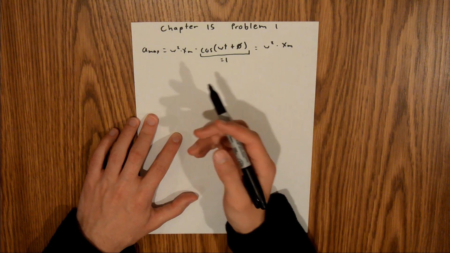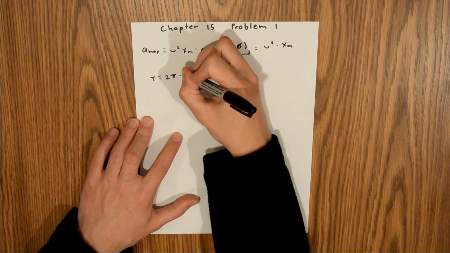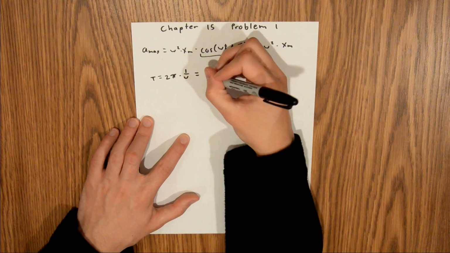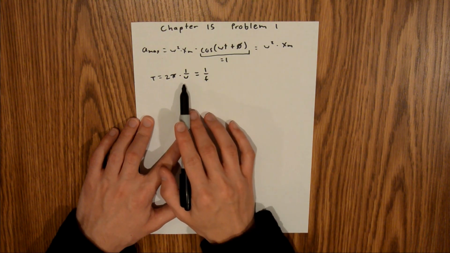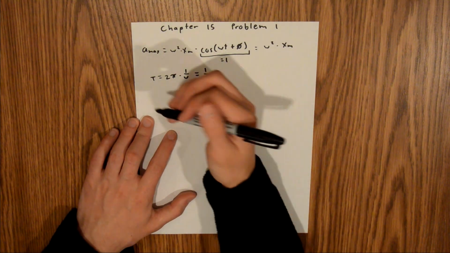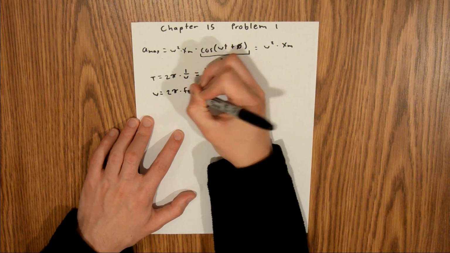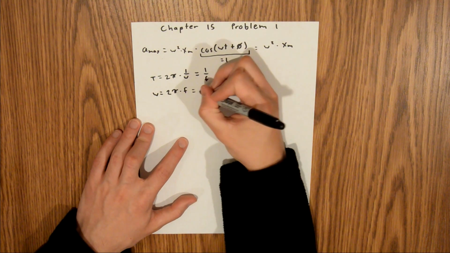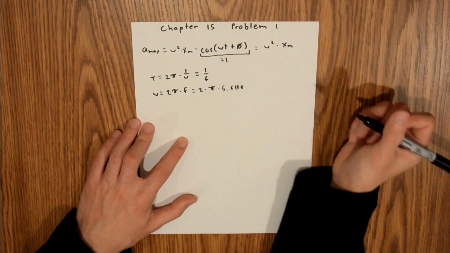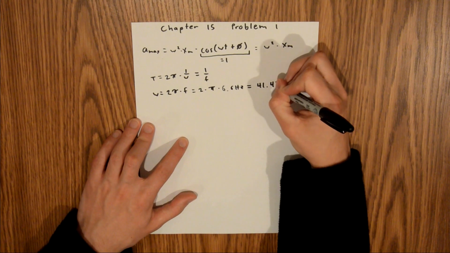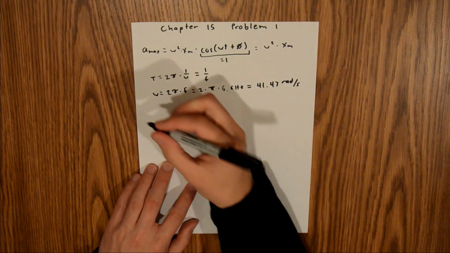And so first I would like to find omega, and we know that period is equal to 2 pi times 1 over omega. And we also know that period is equal to 1 over the frequency, and we're given the frequency in the problem, and so we can rearrange this equation by multiplying omega over here and frequency over here, and so we find that omega is equal to 2 pi times the frequency, and we have all those values in the problem, so this is equal to 2 times pi times 6.6 hertz, which is equal to 41.47 radians per second.